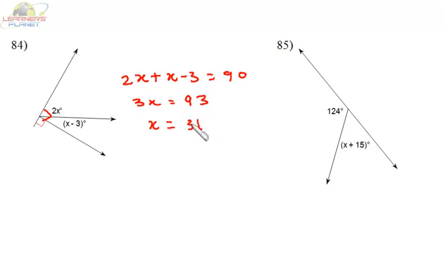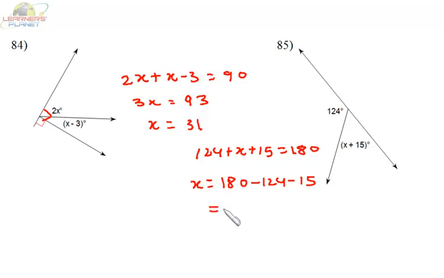Quite simple. Similarly, in this question, 124 and x plus 15 is a linear pair, and the sum of these two angles will be 180 degree since this complete line is a straight line. So it's 124 plus x plus 15 is 180. So x is equal to 180 minus 124 minus 15. So it's 41 degree.